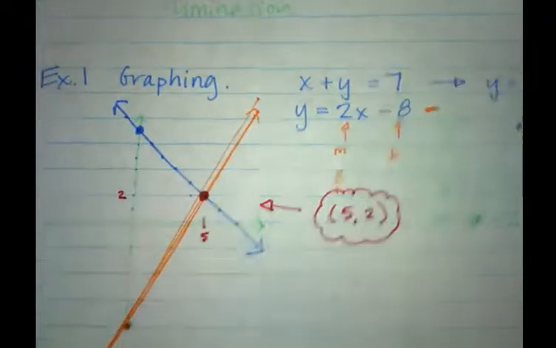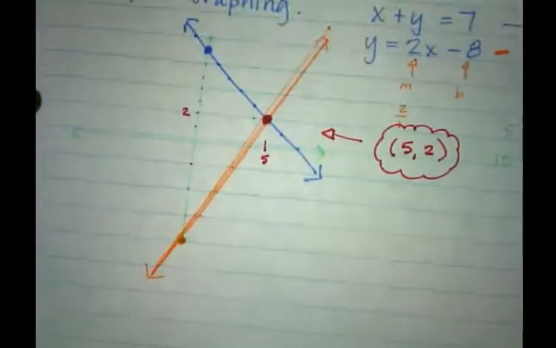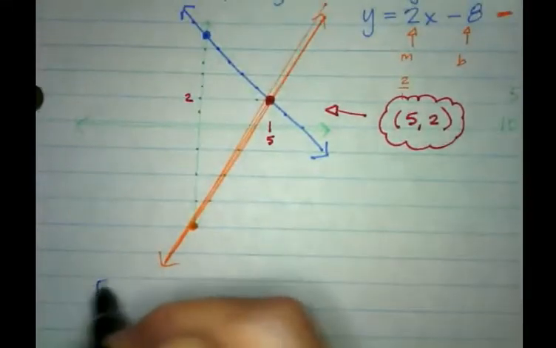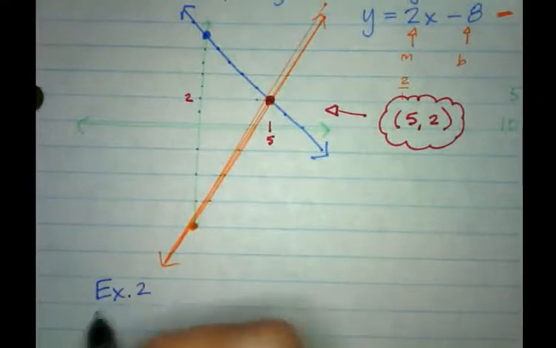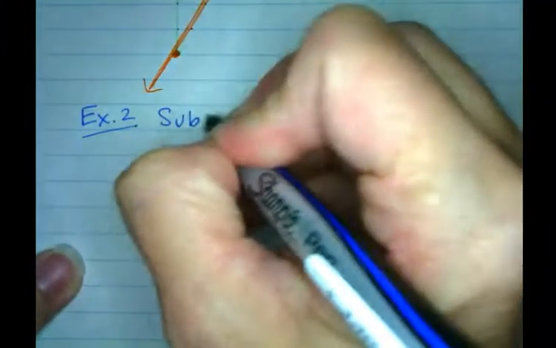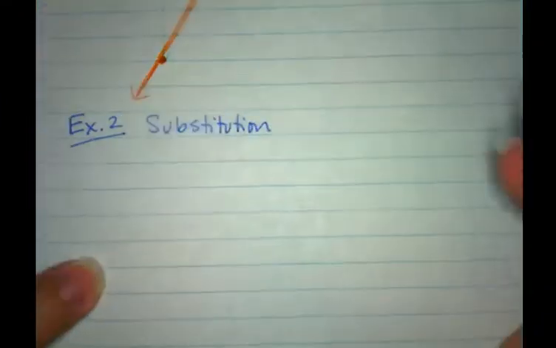All right, next up, we're going to move to substitution. When we do substitution, basically what we're going to do is we're going to solve one of the problems for one of the variables, and then we're going to replace it, and then solve from there. So for this one, we're going to do substitution.